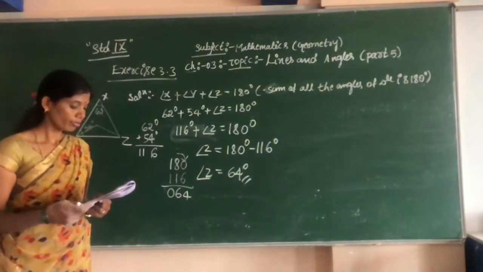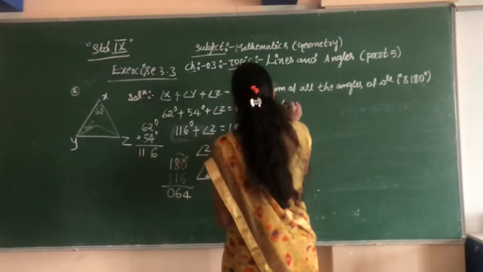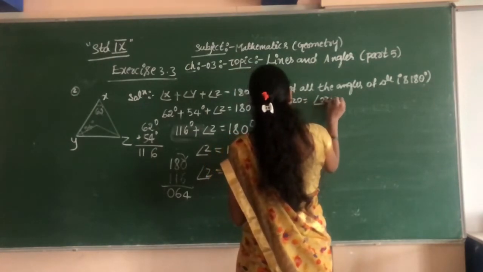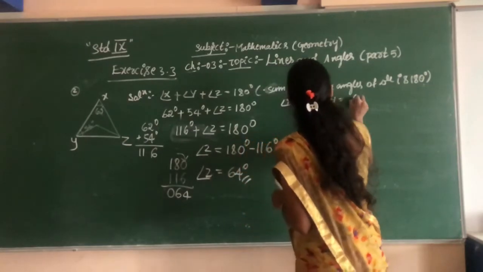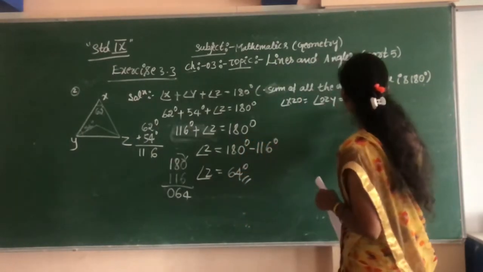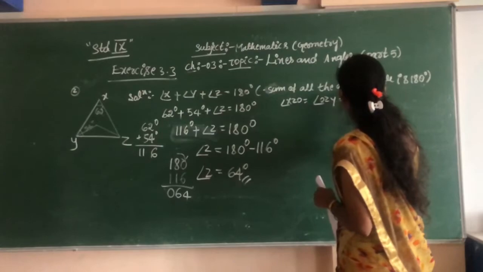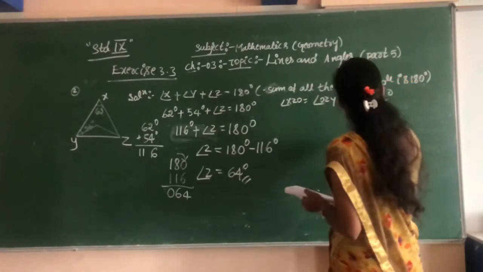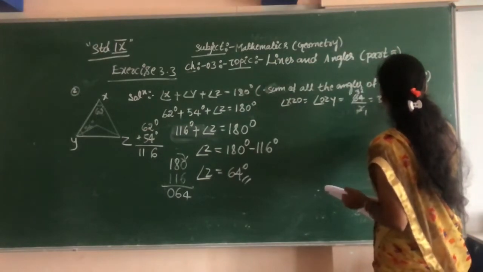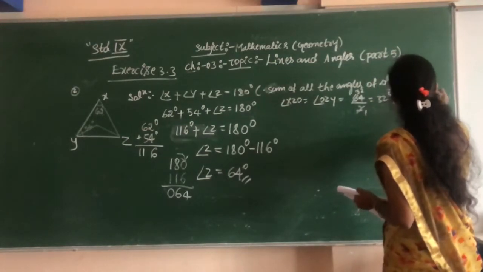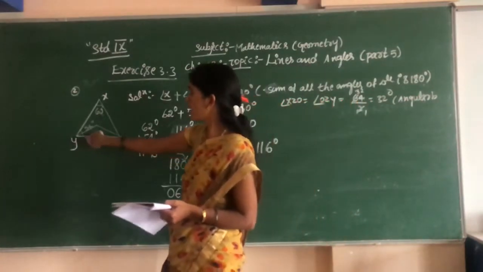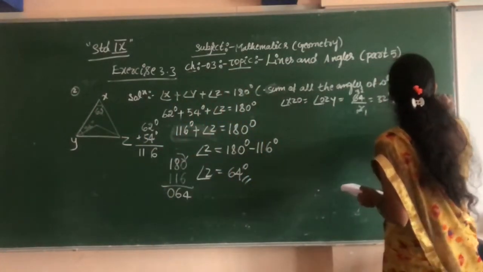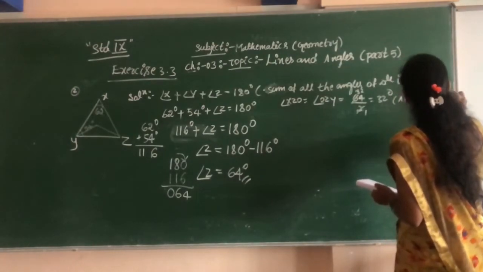Okay, now next, here angle XZO is equal to angle OZY, and each is half of 64, because of the bisector. So 2 ones are 2, 2 threes are 6, how many? 32 degree. The angular bisector divides the angle into two equal parts. Why? Because inside the triangle, another triangle comes in the middle. Bisector.